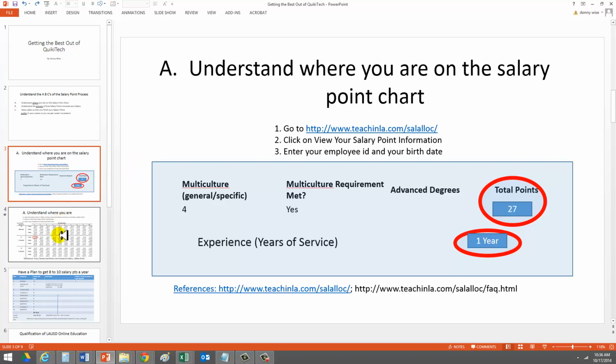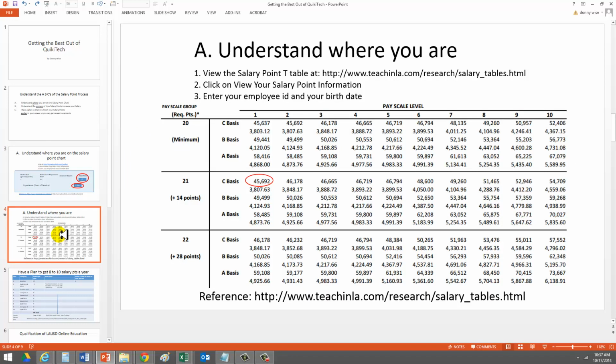Well, once you have those 2 numbers, that forms basically the row and the column of where you are on the salary point chart. It's called the salary table, and you'll notice here this particular teacher has 27 salary points, so she's in this bracket. All she needs is 1 more salary point to bump over to the next bracket. So you should have the number in your mind very readily available of how many salary points you need to get to the next bracket.